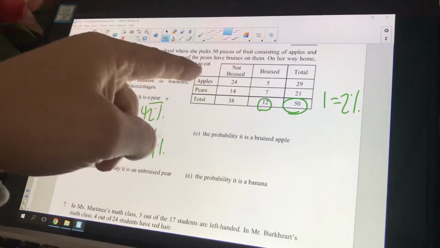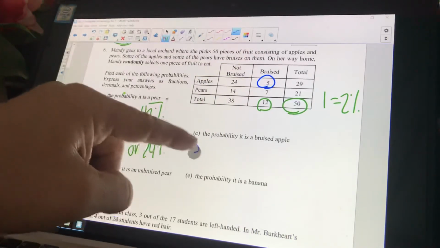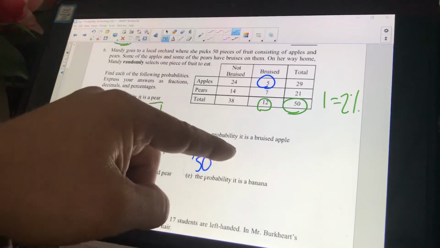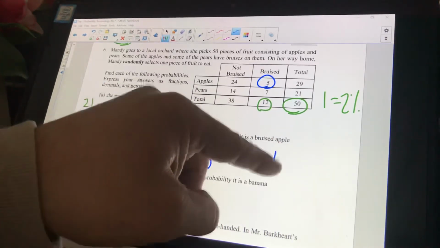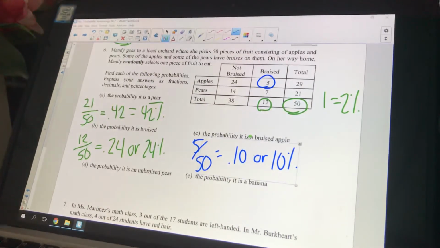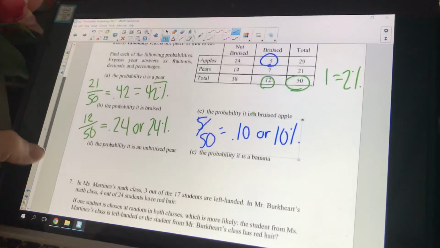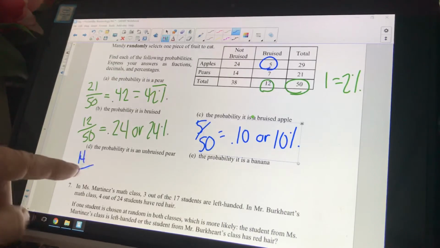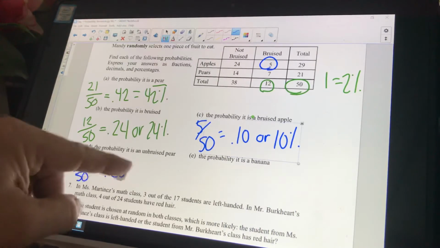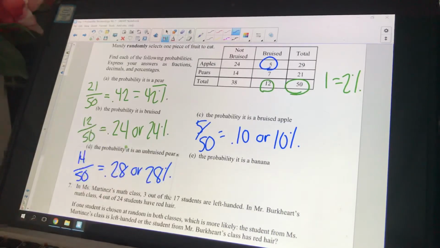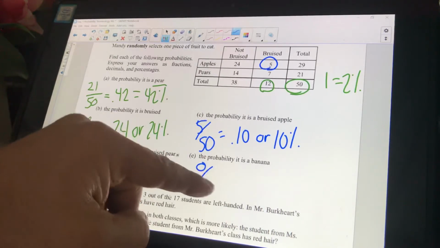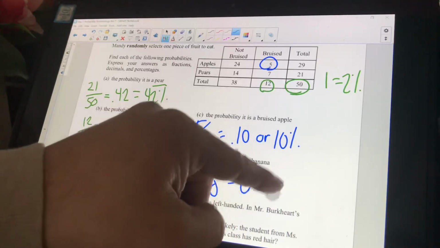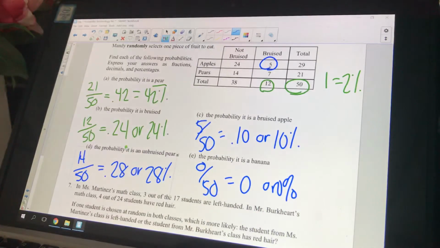Okay, letter C, find the probability that it's a bruised apple. So I have to go to bruised and apple. Okay, 5 out of the 50 are a bruised apple, and that means it's 0.10 or 10%. Hopefully these are working for you. Letter D, keep the chart right there. Find the probability that it is an unbruised pear. There are 14 out of 50, which is 0.28, or 28%. Fraction, decimal, and percent. The probability that it's a banana, exactly. 0 out of 50, 0, or 0%. Not going to be it. Impossible. Can't be a banana.